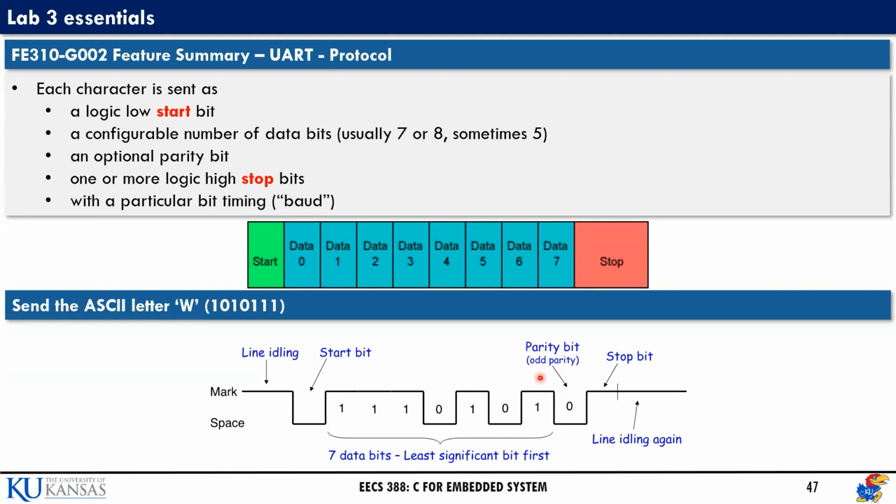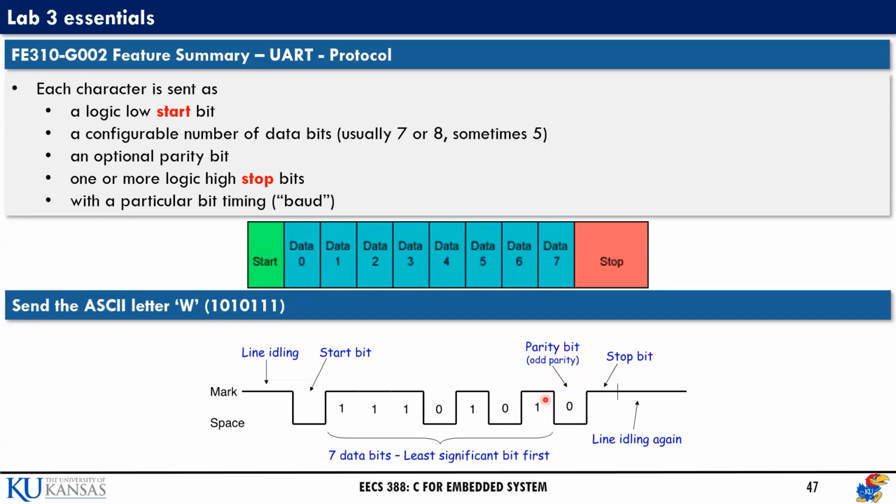So what the even parity does, for example, say the total number of ones in our data is an even number. Now the parity bit value is set to 0 if there is an even number of ones in total. For odd, it's just the opposite value, right? So for example, here our parity bit is 0 because the number of ones here is odd.